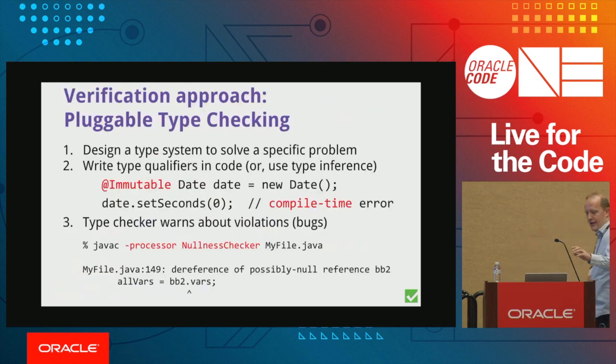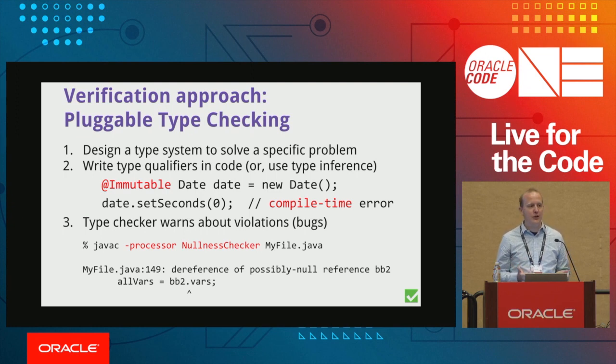Okay. Now you've seen a demo of how to use these type systems on real-world code. So what is the verification approach that we're proposing to you? Pluggable type checking. All of you are familiar with type checking because that's what Java provides to you, and we want to make it stronger. We want to provide additional guarantees that you can get during compilation.